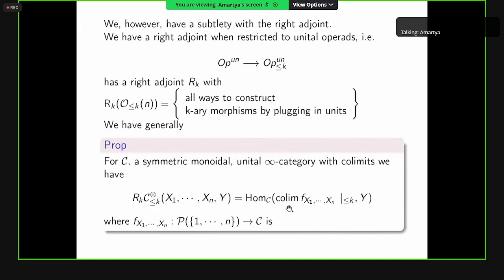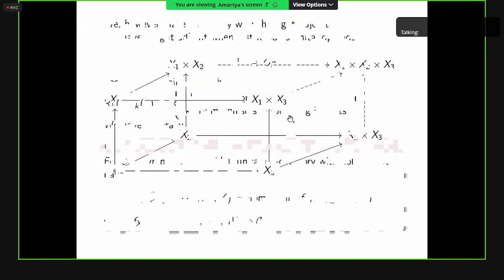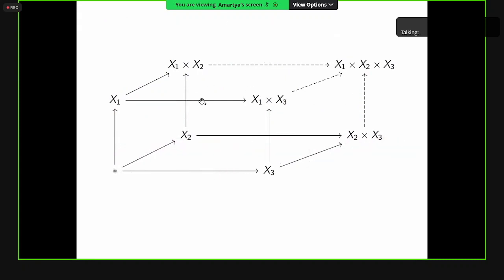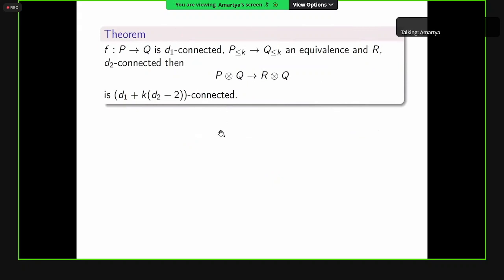Let me get back there. So here's the theorem. If R is D1 connected, you have a map of operads and this restricted version, and it is an equivalence. And if R is D2 connected, then this map is D1 plus K times D2 minus 2 connected.